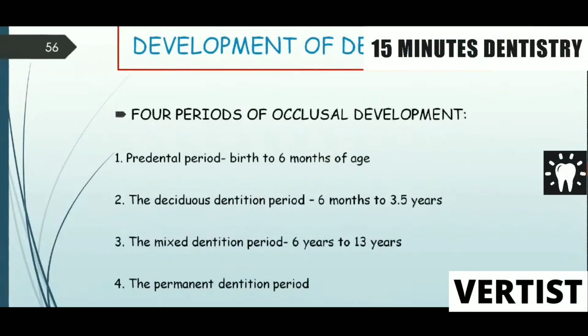This topic of development of dentition in short. Here again, we have lots of short notes that usually come in your section B of your theory paper. That is, we have 4 periods of occlusal development. That is, number 1, we have the prenatal period from birth to 6 months of age.